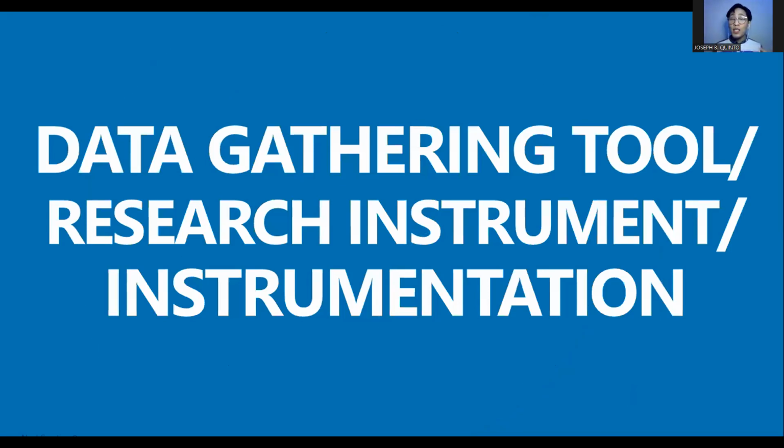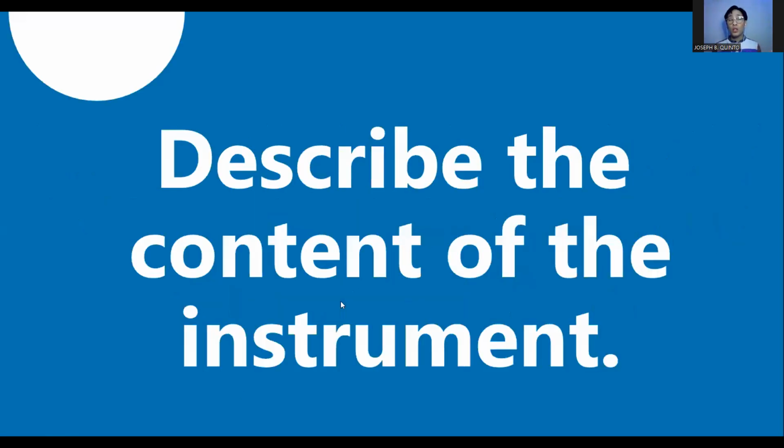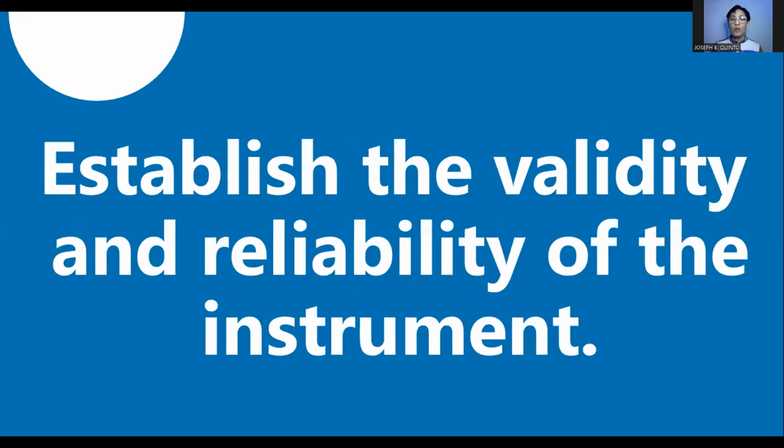We have institutional formats. At any rate, we may call it data gathering tool or research instrument or instrumentation. So any among the three will do. Top tips on your research instrument. Always describe the content of the instrument. For example, how many parts does the instrument have? How many items does the instrument have?